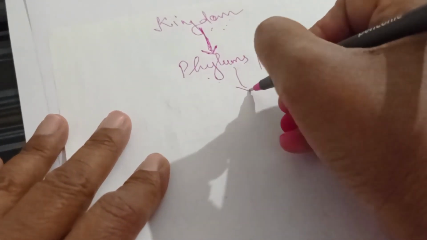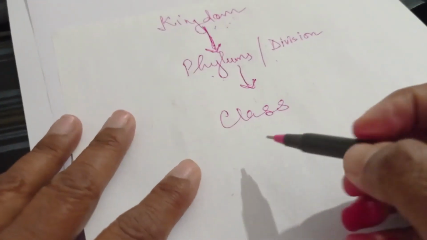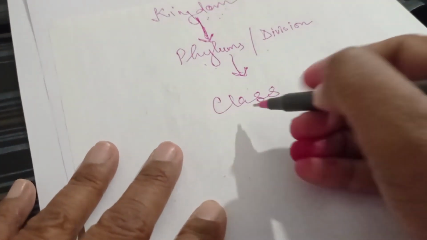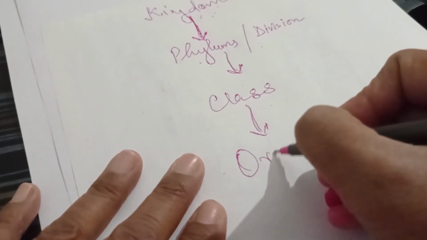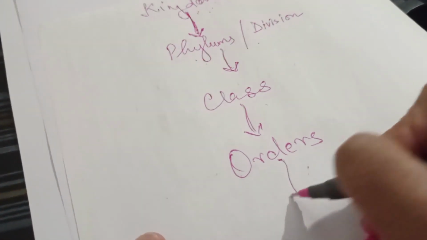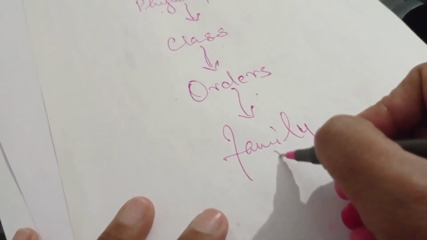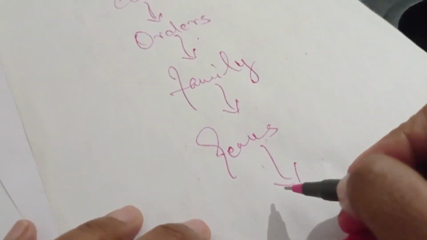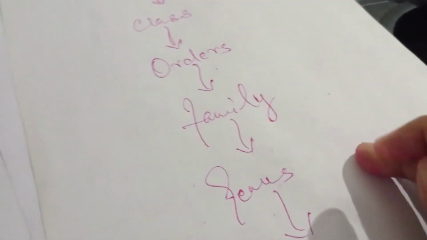Similarly, each phylum includes many classes. Under phylum or division comes class. Each class in its turn consists of many orders. Each order has many families. Each family comprises many genera, and each genus comprises many species.